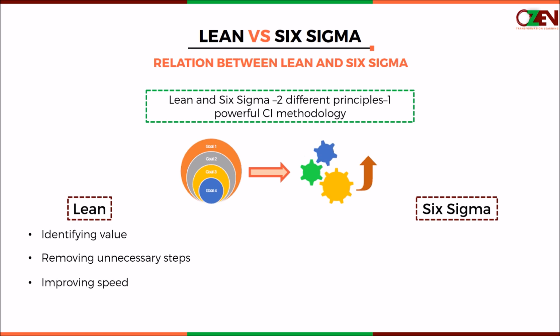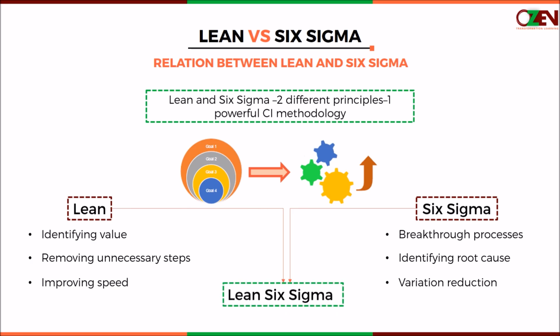On the other hand, Six Sigma focuses on effectiveness with the help of breakthrough processes, identifying root causes, and reduction in variation. Therefore, when Six Sigma is combined with Lean, it is possible to achieve business transformation. So remember, Lean is about speed with a focus on efficiency, Six Sigma is about quality with a focus on effectiveness, and Lean Six Sigma brings the best of both together.